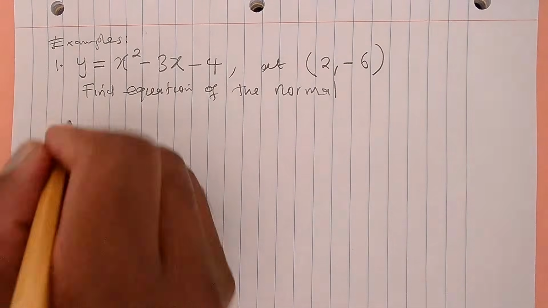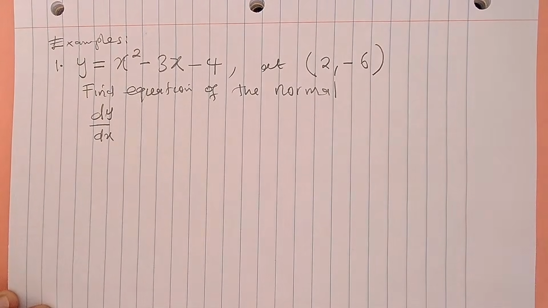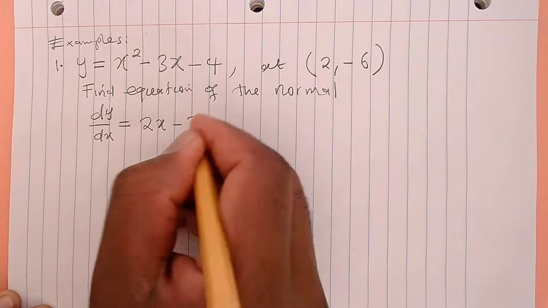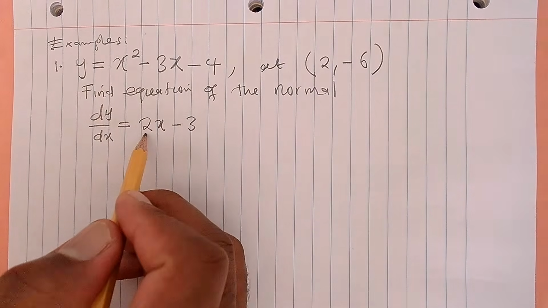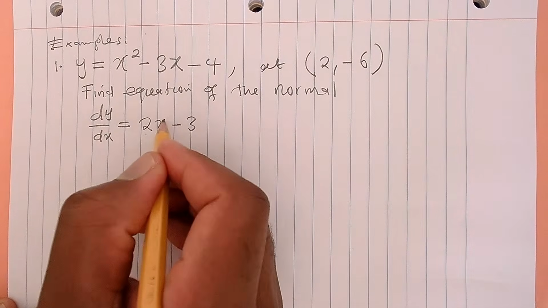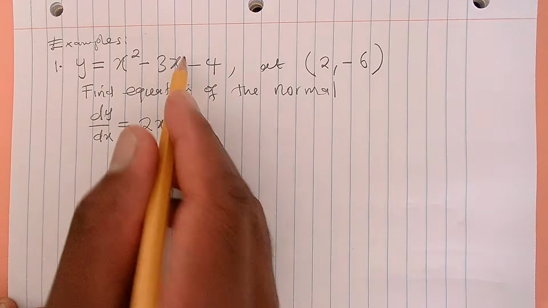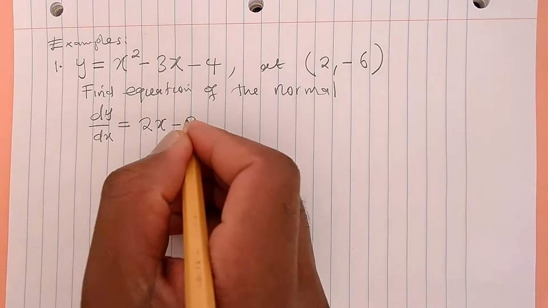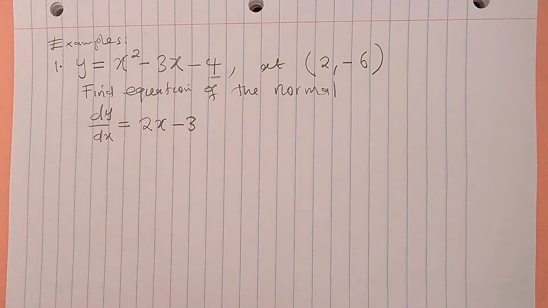So what is the derivative? The derivative of y with respect to x, we found 2x minus 3. We just dropped the 2 and did 2 minus 1, which is 1. Then here x is to the power 1, so 1 minus 1 is 0. X to the power 0 is 1, so that is why we just have 3. Then the derivative of a constant is 0, so we don't have anything.